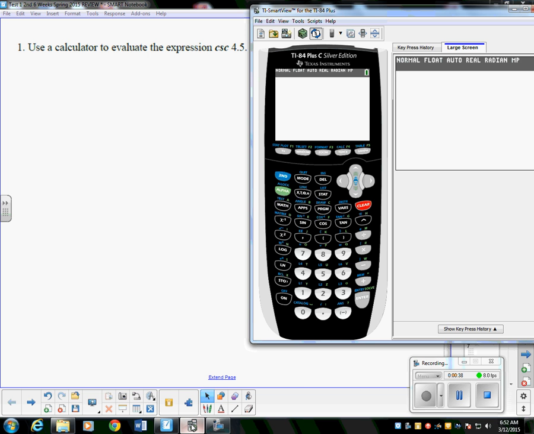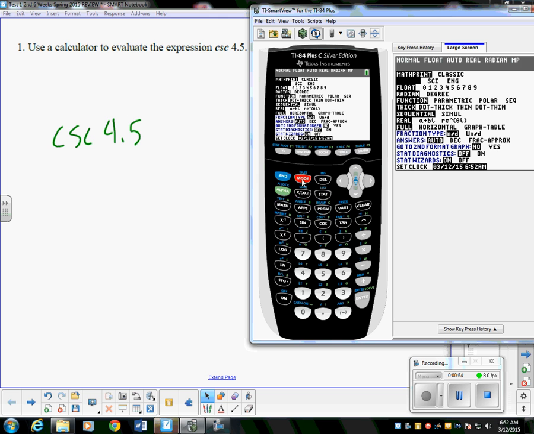Now, cosecant of 4.5, this is not in degrees. In other words, there is no degree sign. Notice I'm erasing it. There's no degree sign, so it's a radian. So let's check to make sure we're in the right mode. And we are in radian mode there on the 4th line of my display.